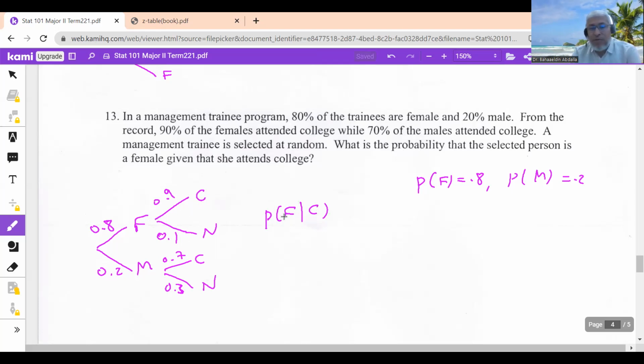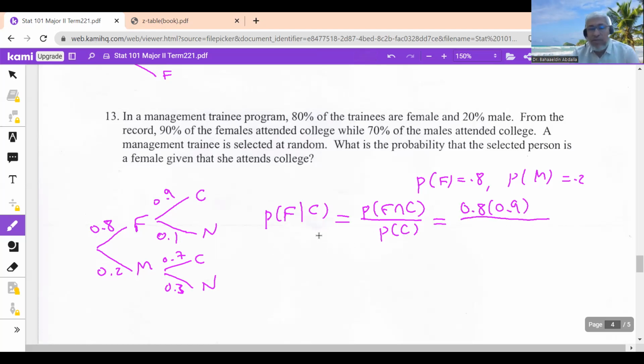But how to find the probability of F given C? Well, by definition, it is the probability of F intersection C over the probability of C. That's the probability of the given, okay? How to find the intersection from a tree diagram, F and C? Well, you find the intersection F and C by multiplying 0.8 times 0.9.